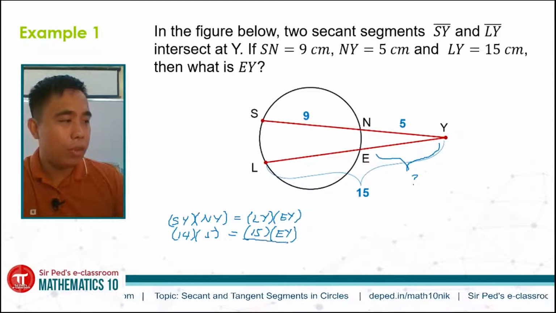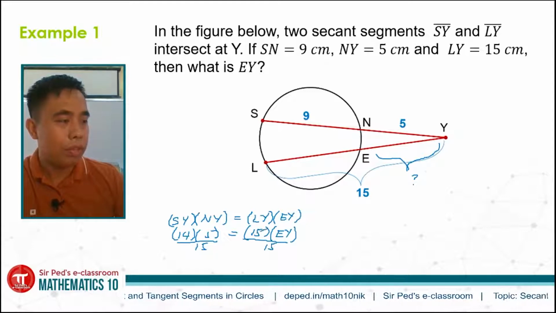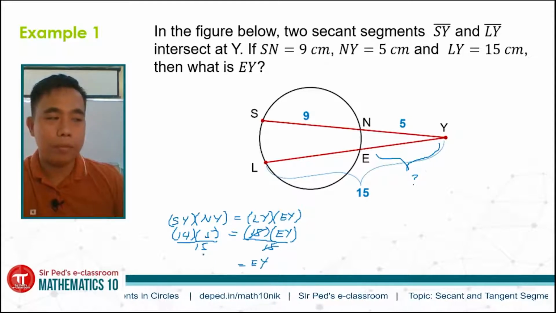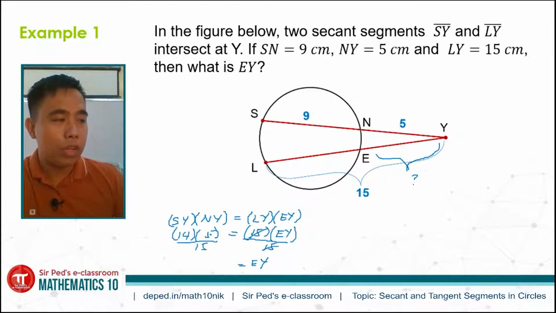After that, we divide both sides by 15. 15 divided by 15 is 1. So, what remains on the right side is EY. The greatest common factor of 5 and 15 is 5. So, 5 divided by 5 is 1, and 15 divided by 5 is 3.